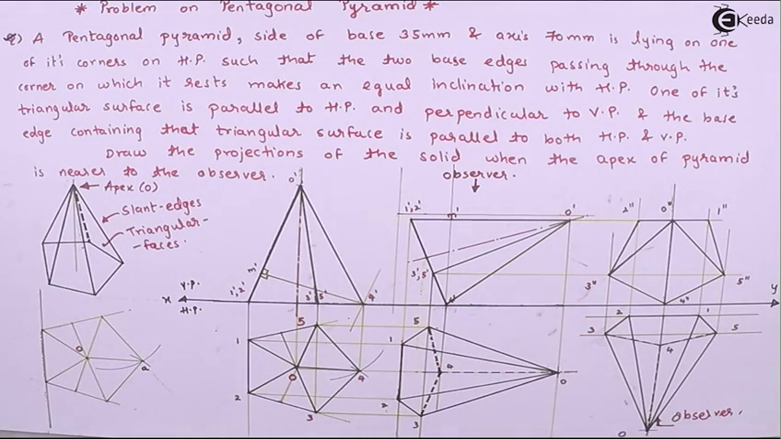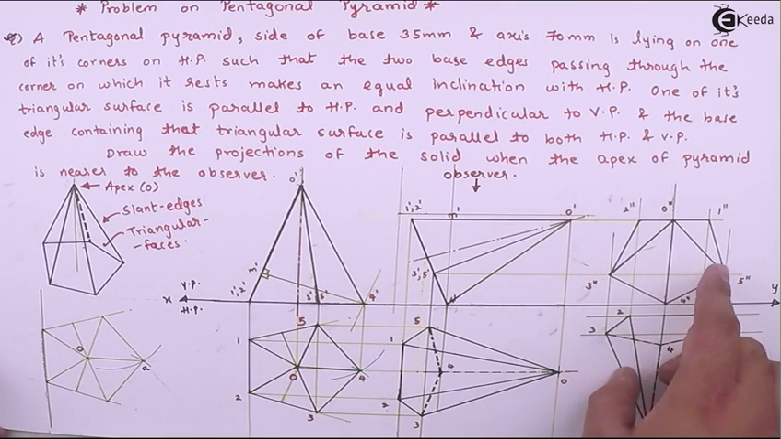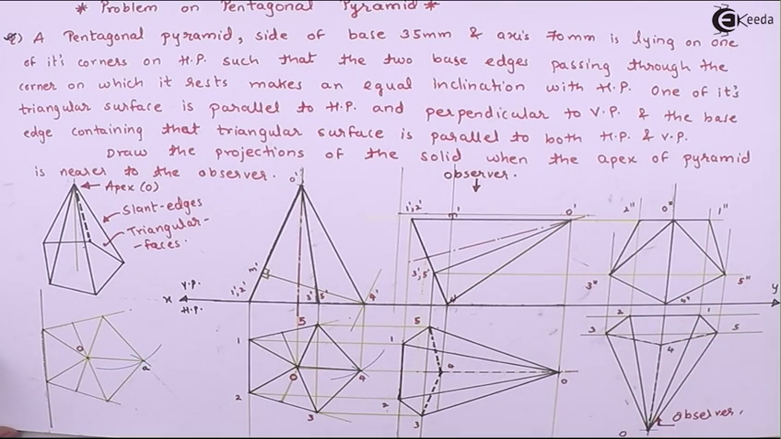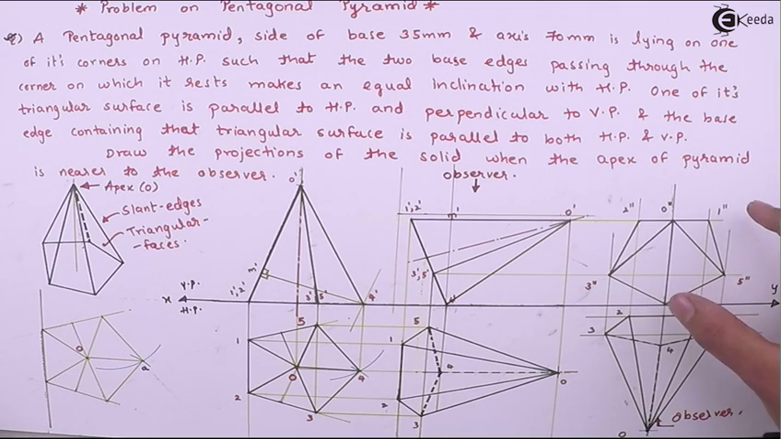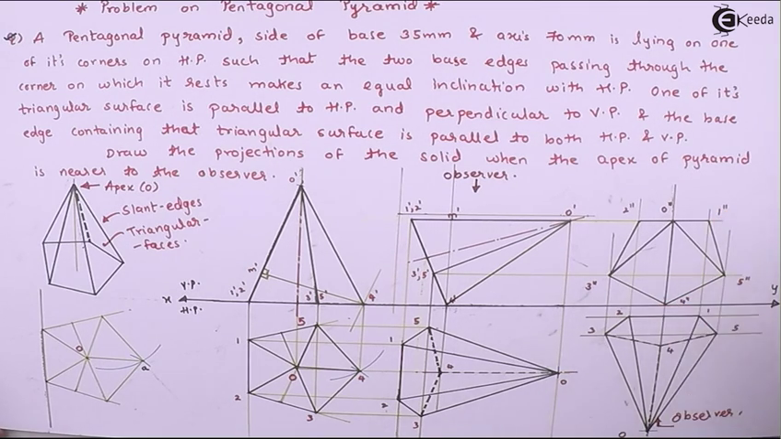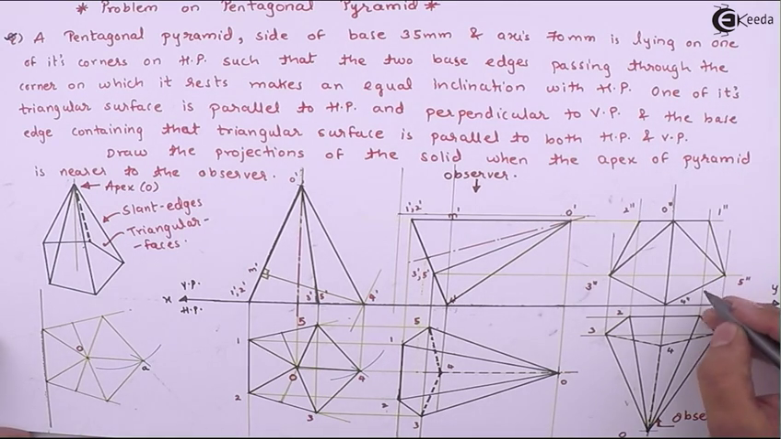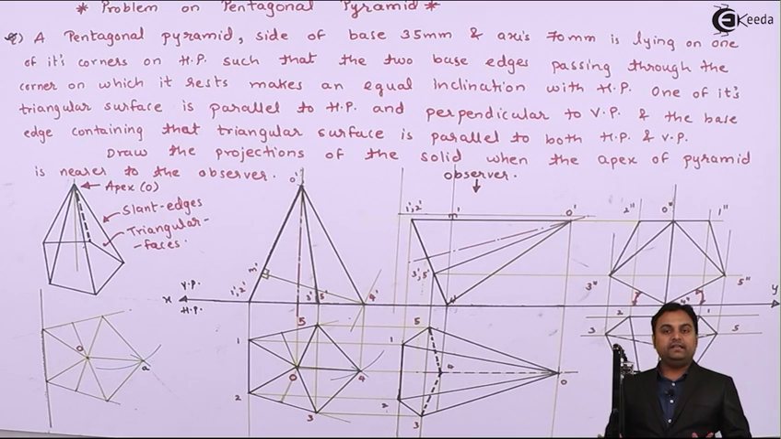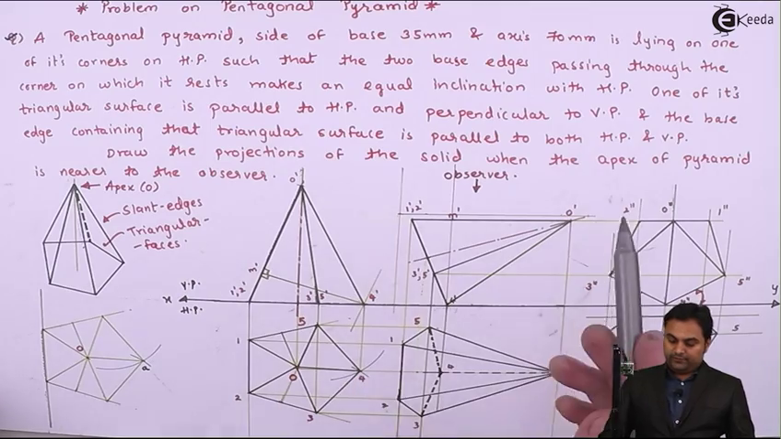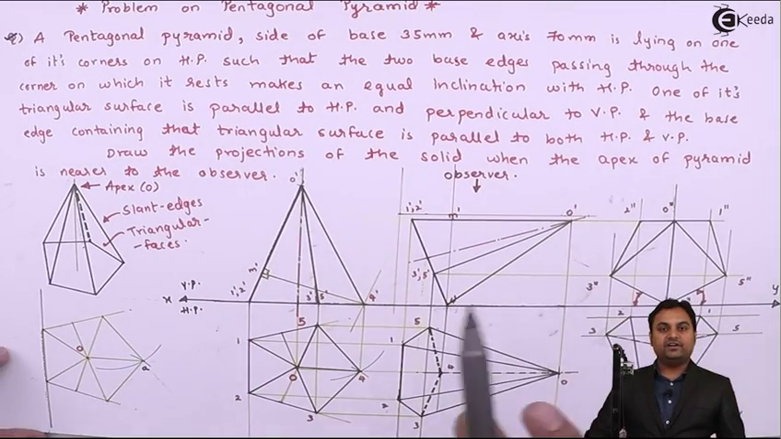So this is the complete pyramid wherein all the slant edges are visible and the pyramid is kept in such a way that apex is closer to the observer whereas base is going away from the observer, and in the front view it would be looking something like this. And here if I see the two base edges, these base edges are inclined at an equal angle to HP, because in the problem it was mentioned that, I'll read the question again and explain.